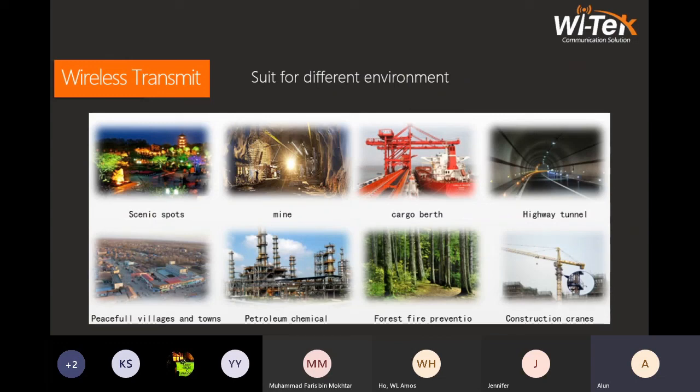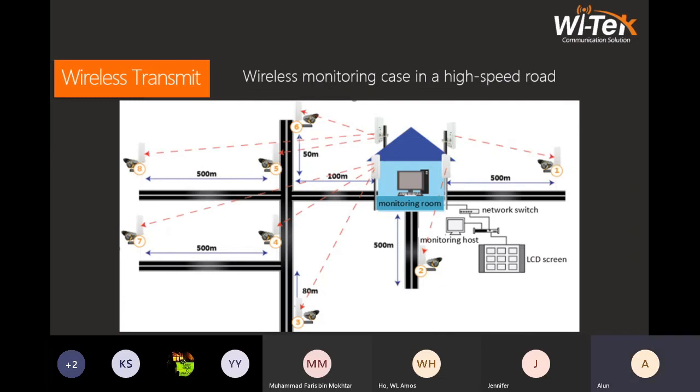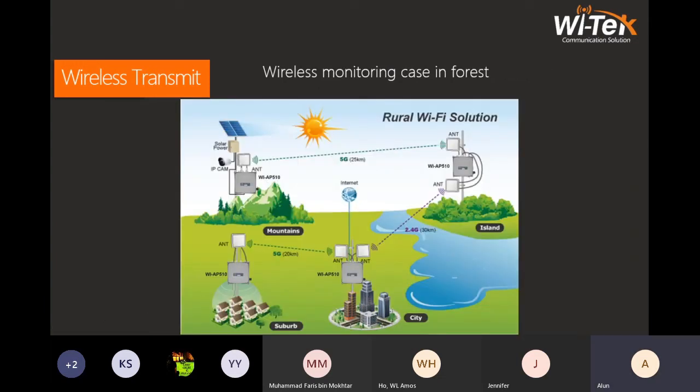And the wireless transmit suits different environments. Usually, it's for environments where it's not easy to deploy cable. In a construction site, usually the project finishes in 1 year, so if you deploy the cable, it wastes too much money. So we suggest using wireless for construction site camera projects. And on the road, at crossings, sometimes it's not easy to deploy cable, so we can choose wireless. And in some areas like a forest, it's very long and not easy to deploy cable from the forest to the city center. So we suggest the wireless solution.